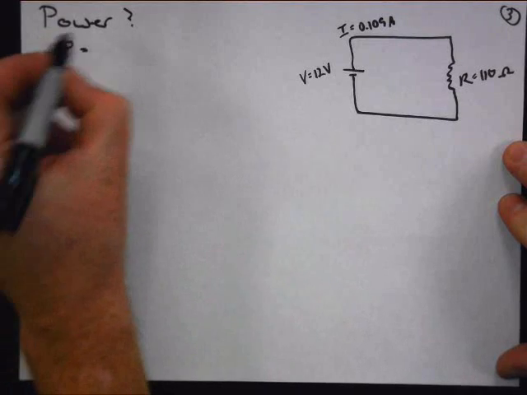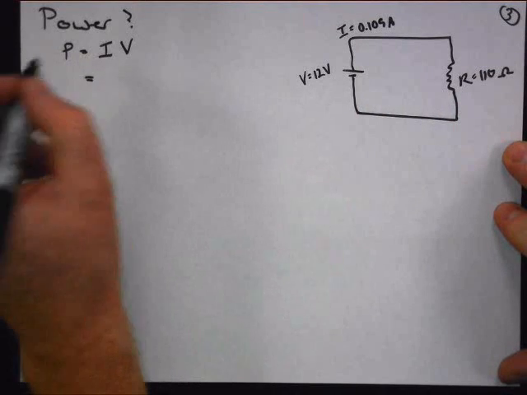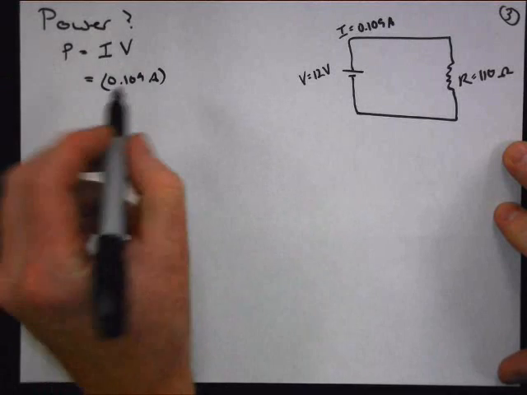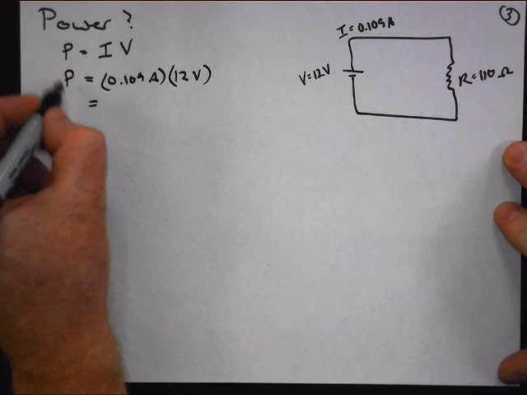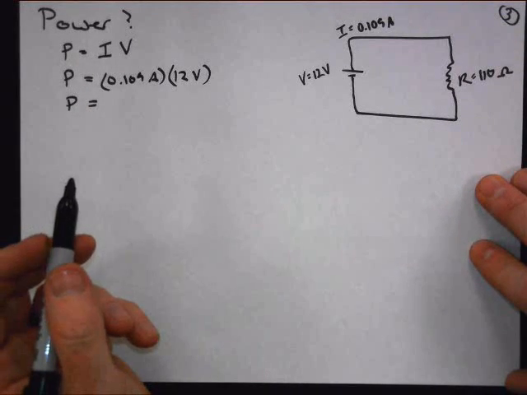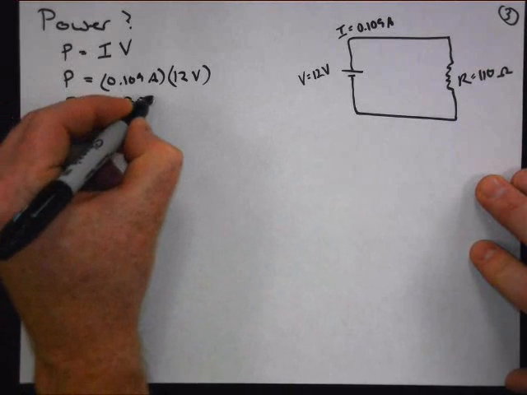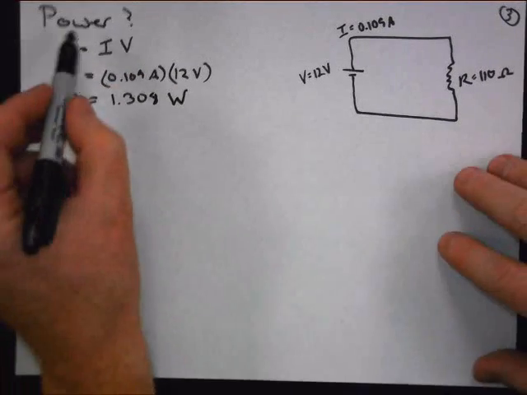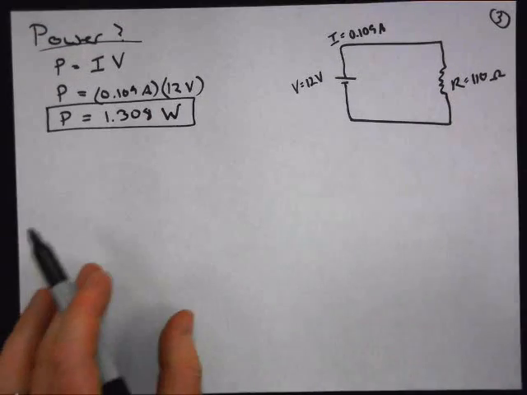Well, power is equal to current times voltage, and I have the current, I have the voltage. That's kind of handy. So 0.109 amps is my current. My voltage is 12 volts. So the power used by the circuit, I get 1.308 watts. Remember, power is measured in watts, capital W. There we go. So, box around the answer. Boom, it's good.